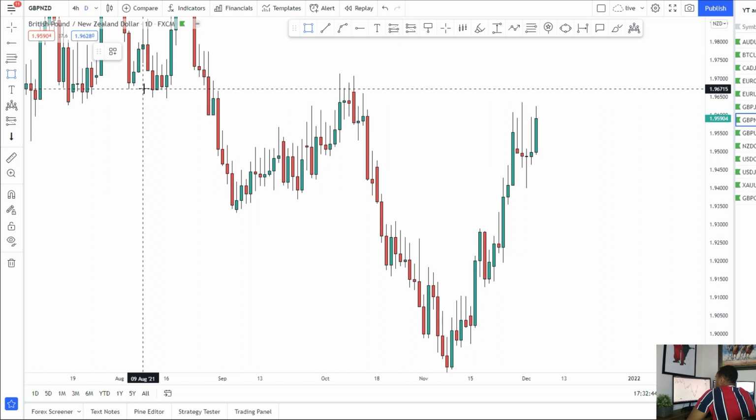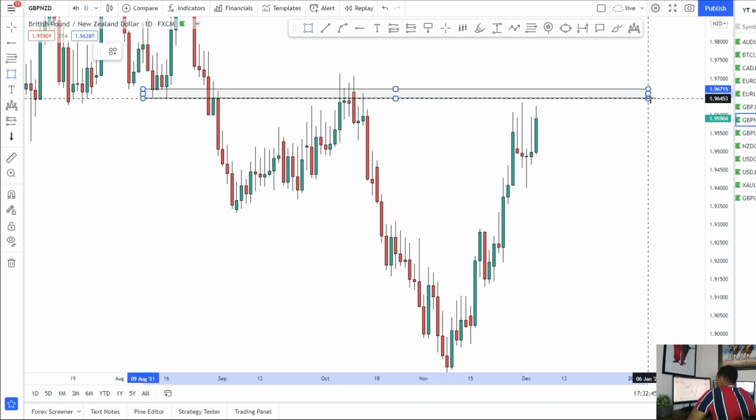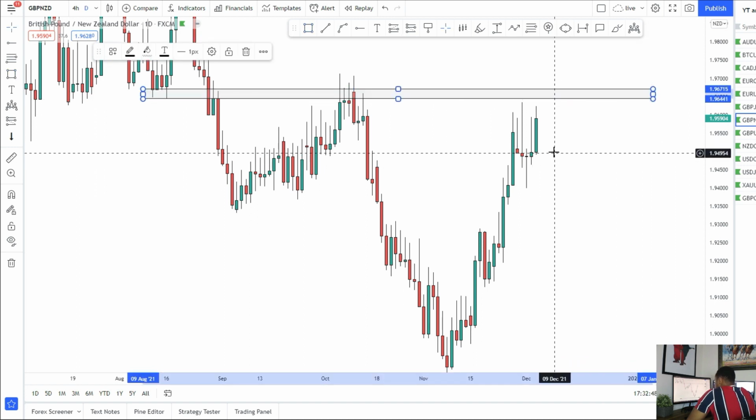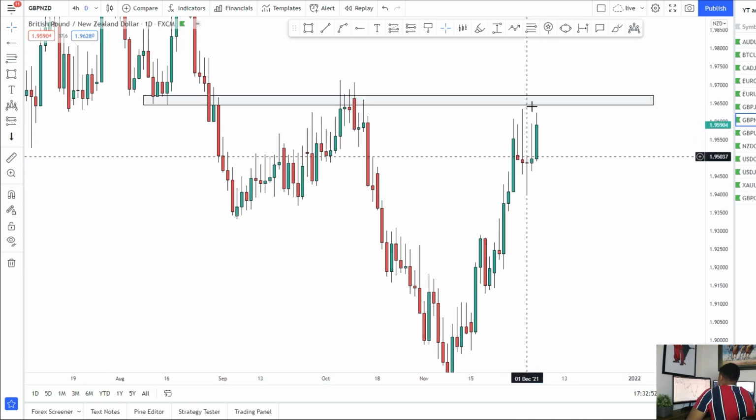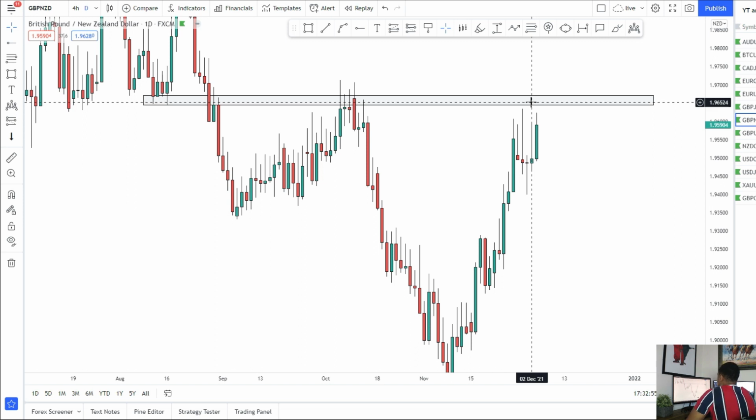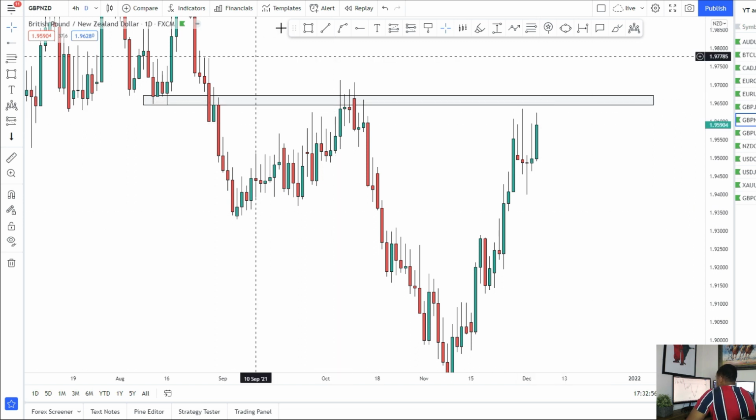Again, last week I did say we're looking for sales at this zone here, which price still hasn't reached yet. So coming into the week, I think we can see continuations back up into this area. And if you can see price start to reject 1.96500, we'll be looking for selling opportunities back down again.